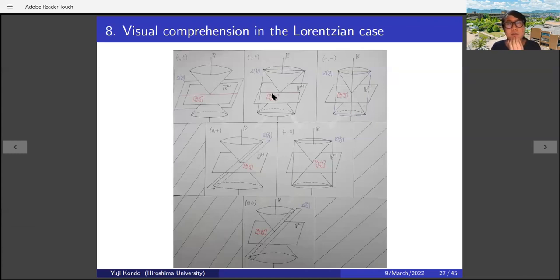I forgot which orbit corresponds to the standard inner product, but in the Lorentzian case, these three orbits are open orbits. So in the Lorentzian case, there are three open orbits.